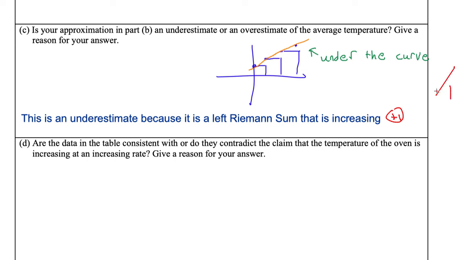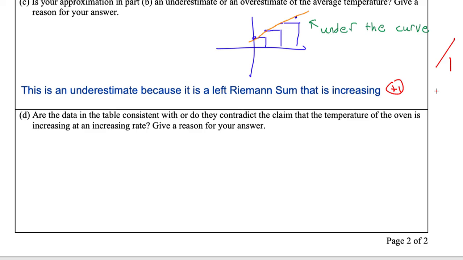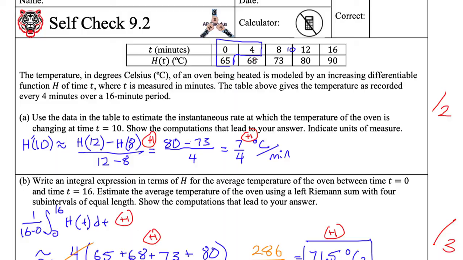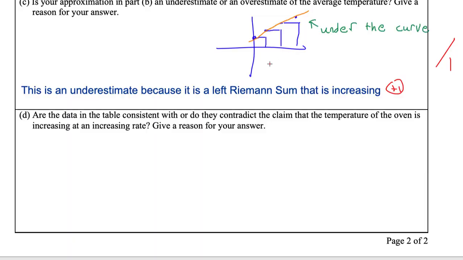Okay, part D is hard. Is the data in the table, are the data in the table, I guess, this stuff up here, consistent with or do they contradict the claim that the temperature of the oven is increasing at an increasing rate? So the easiest way to answer this is by rewriting the table out here. You're looking at the second differences. So increasing, that's the first difference. At an increasing rate means a second difference. What do I mean by that? Well, let's go ahead and draw our table.